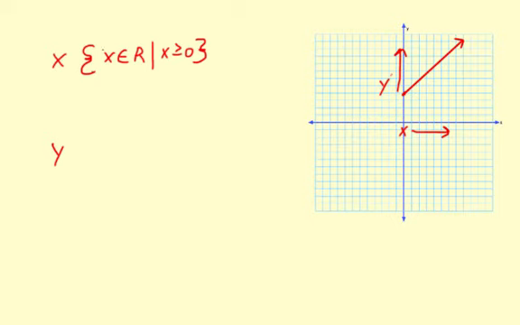Okay, so here's the domain. x is an element of the real number set such that x is greater than or equal to 0. And that means x value is 0 and everything to the right, which is what's shown on the graph.